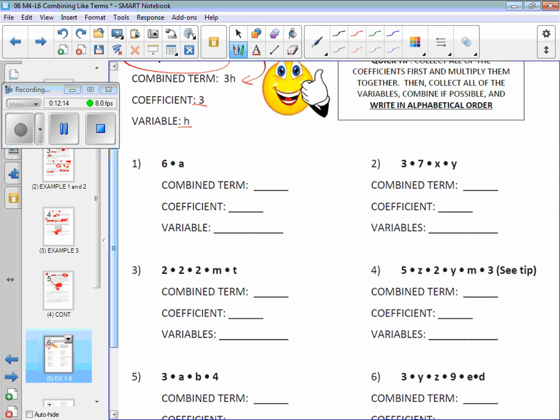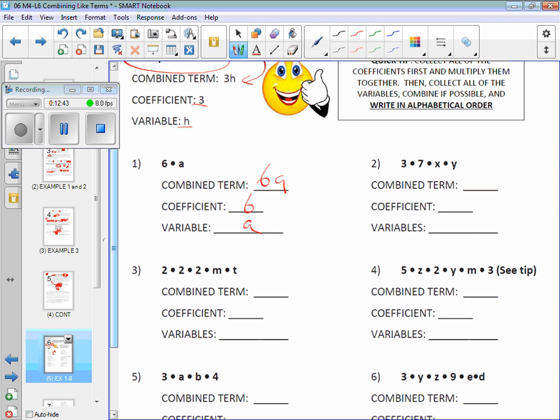All right, so 6 times a. Let's combine the terms. When you combine it, you want to try to do it with as few symbols, letters, and numbers as possible. So you would multiply all the coefficients. You gather all your coefficients first, then gather all of your variables together. So this one's simple. This is very simply what? What's our combined term? 6a. Coefficient 6, variable a. Let's do 2.